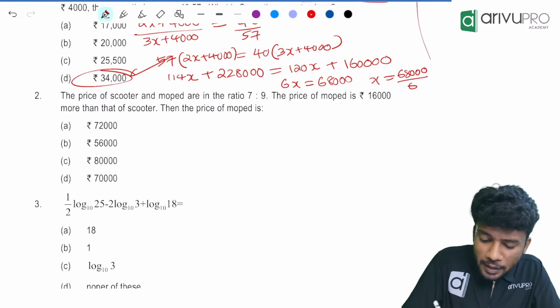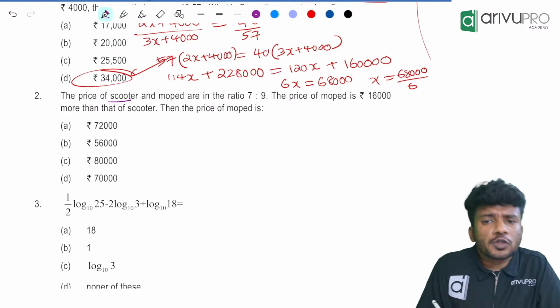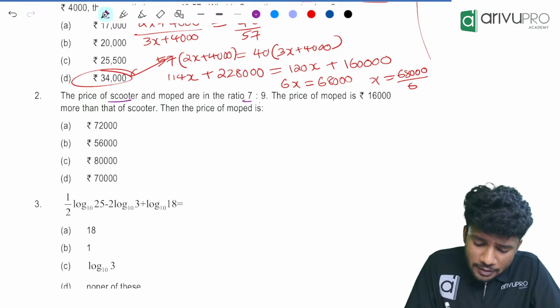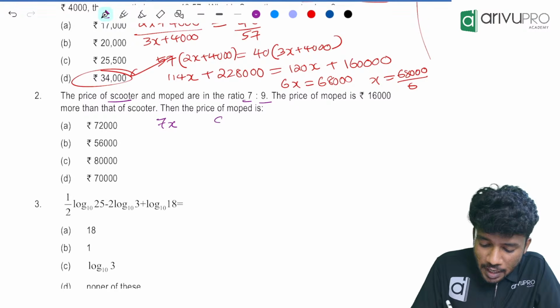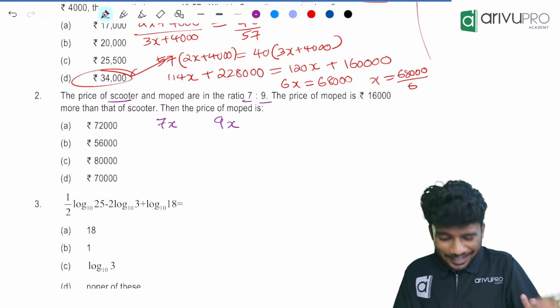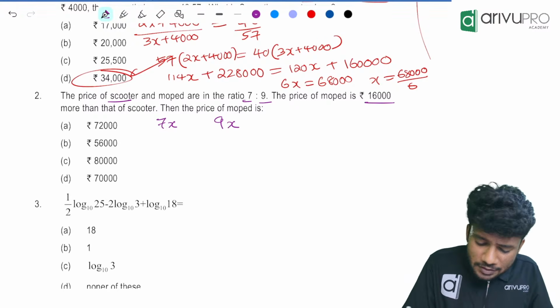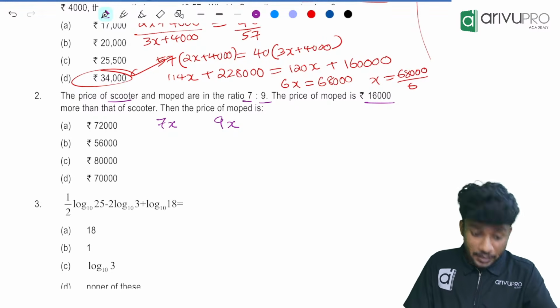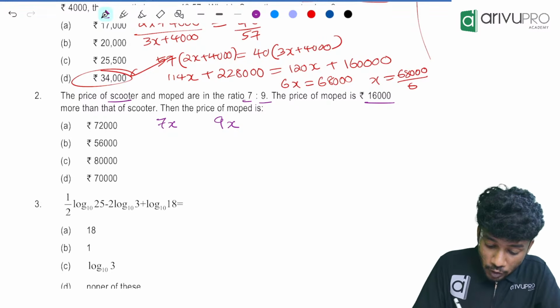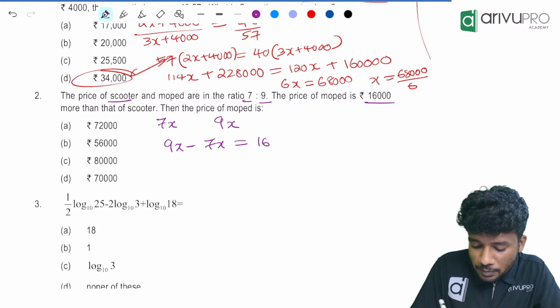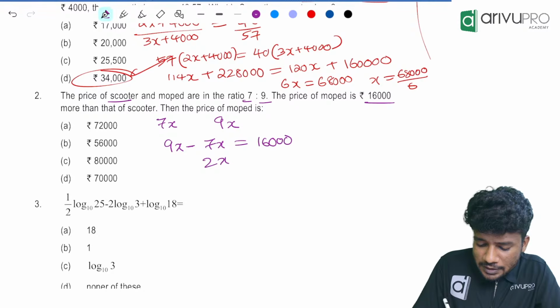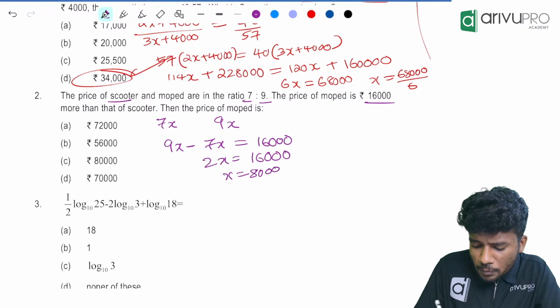One of the most repeated questions. The prices of scooter and moped are in the ratio 7:9. That means the scooter's price will be 7x, and the moped price will be 9x. Then the price of the moped is 16,000 more than the scooter. That means 9x, the price of the moped, minus the price of the scooter, will be equal to 16,000. 2x is equal to 16,000. That means x is equal to 8,000.